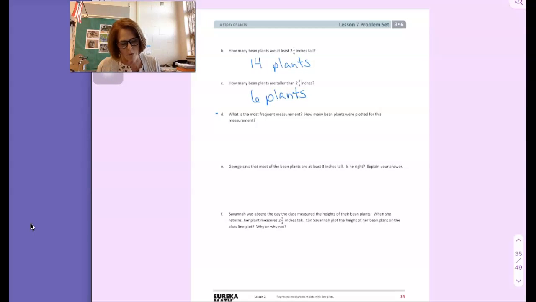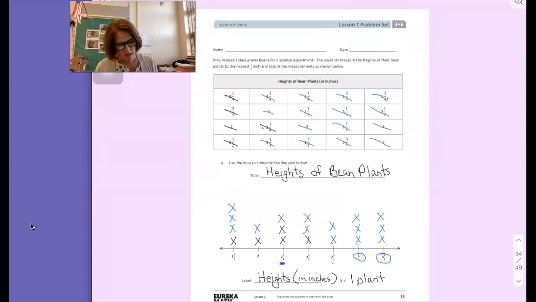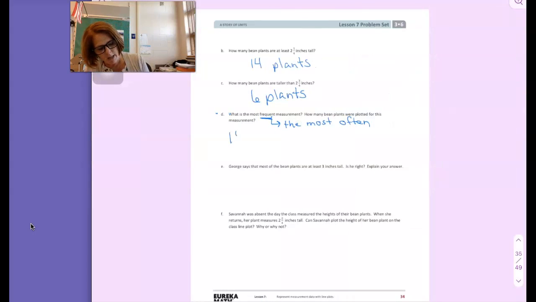Letter D, what is the most frequent measurement? How many bean plants were plotted for this measurement? So the most frequent measurement means which one happened most often. Okay, so let's go back, and we already talked about this. It was 1 3/4 inches. There are 4 plants on that one.